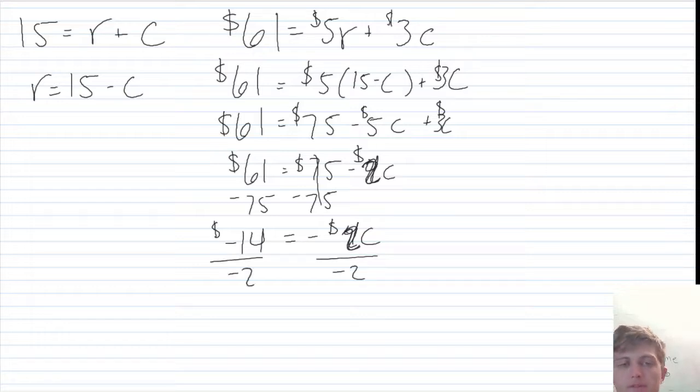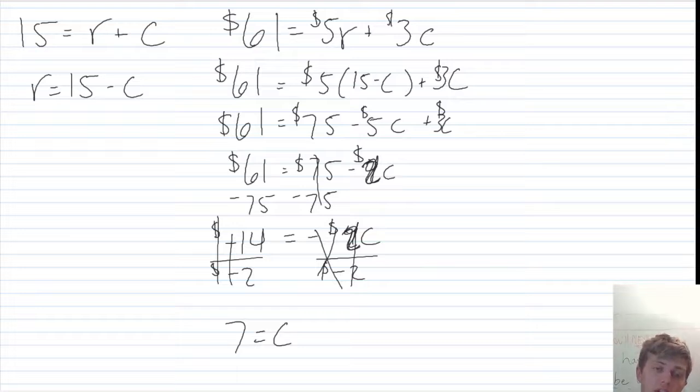Divide by negative 2, negatives cancel. This is technically $2. Dollar signs cancel because we can kind of treat those like variables. So we're left with 7 equals c. That tells us the number of carnations. How many roses does that give us? 15 minus 7 gives us 8 roses. And 8 times $5 is $40 in roses. 7 times 3 carnations is $21 in carnations. 40 plus 21 gives us our 61 up here.